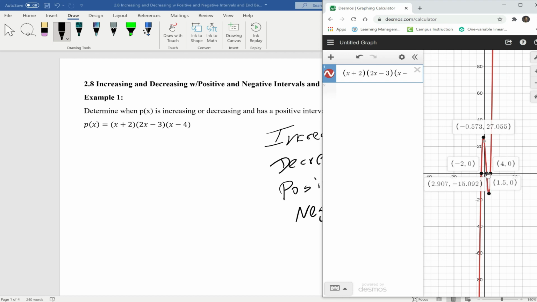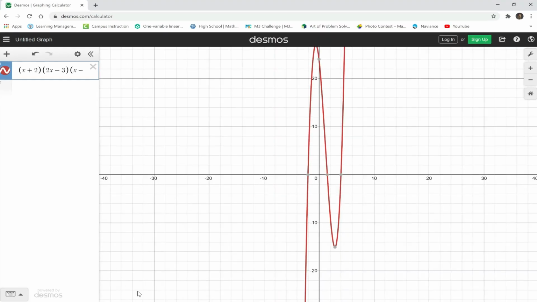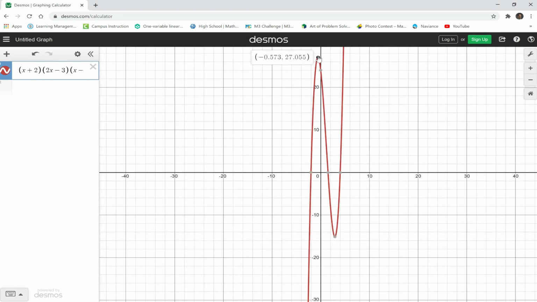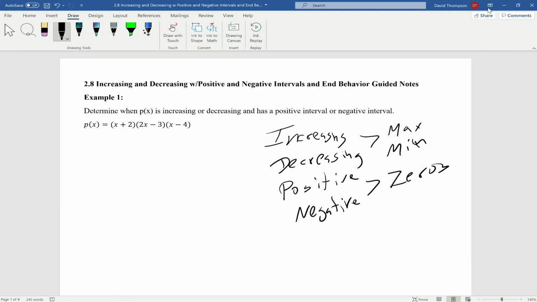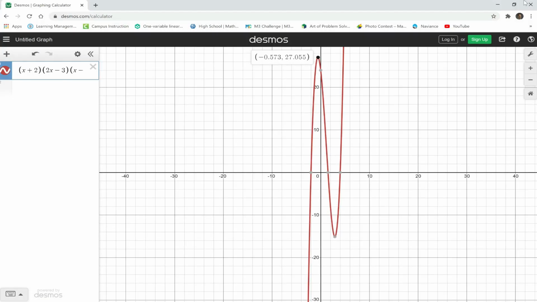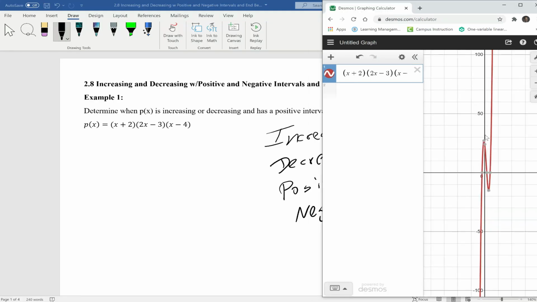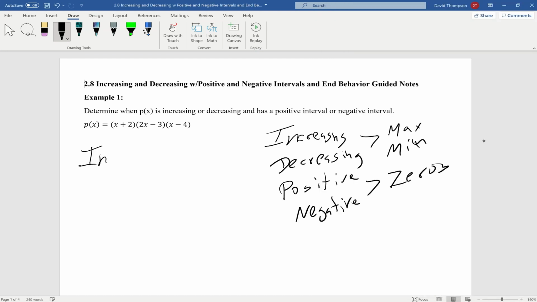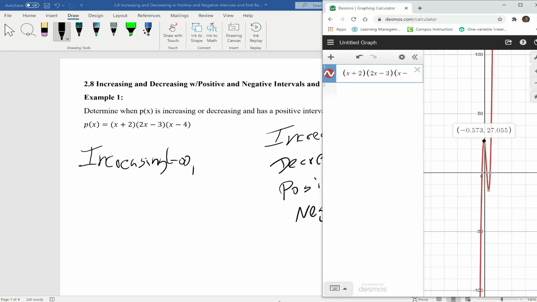So let's start with the increasing interval. So we look at the graph. We start by increasing. We increase towards this max at negative 0.573. We want just the x coordinate. So let's write down increasing. So we're increasing from negative infinity to negative 0.573.